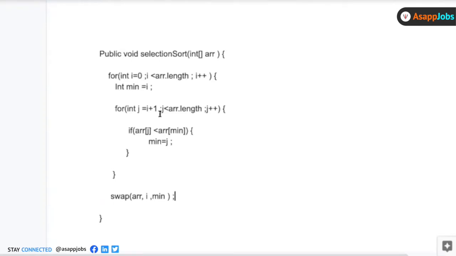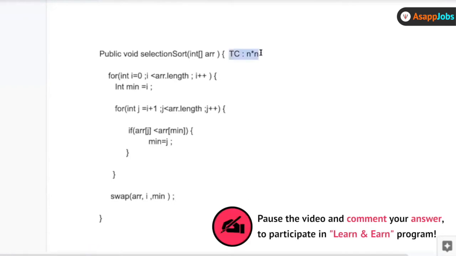Here also, what is the time complexity of this one? And very straightforward, right? But in this case, what will be the number of comparisons in the worst case? It will be the same, I think, n square only.